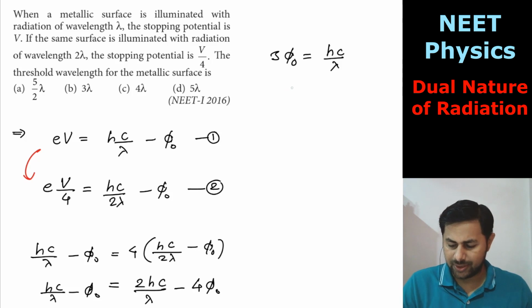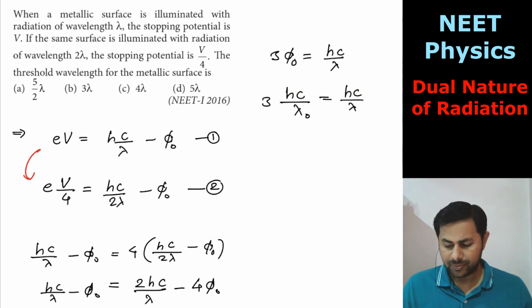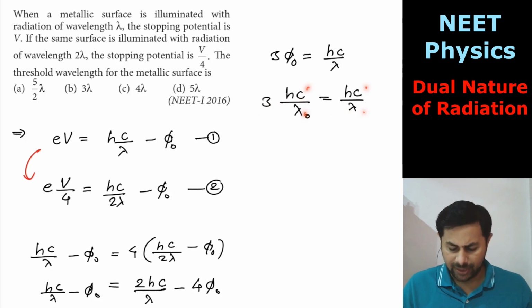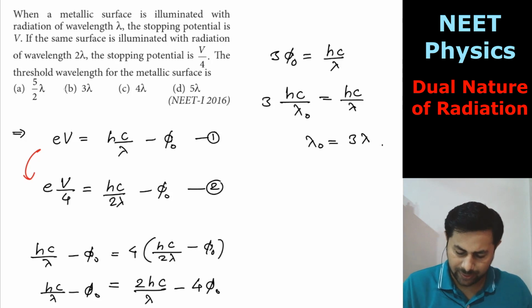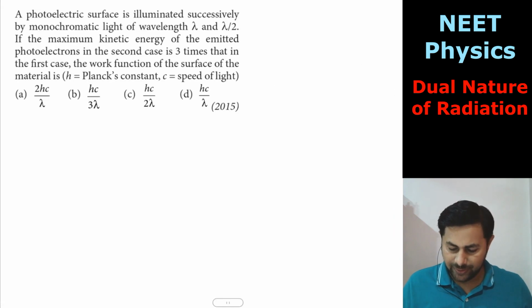So phi naught, we know, is Hc divided by lambda naught. So 3 Hc divided by lambda naught is Hc by lambda. So Hc and Hc get cancelled out, and therefore we get 3 by lambda naught is equal to 1 by lambda, or lambda naught would be equal to 3 lambda. This 3 will go in the denominator: 1 by lambda naught is 1 by 3 lambda... that means lambda naught is equal to 3 lambda. So that is option B. Okay, this is clear. Okay, let's see next one.